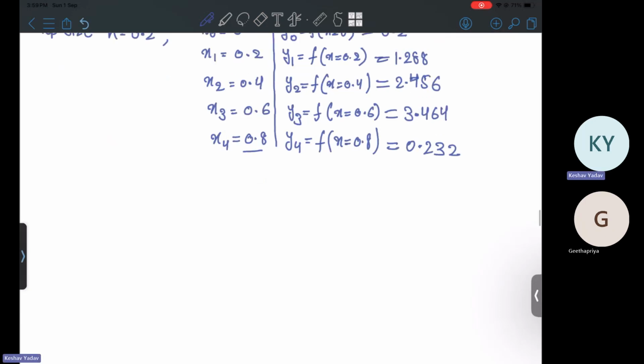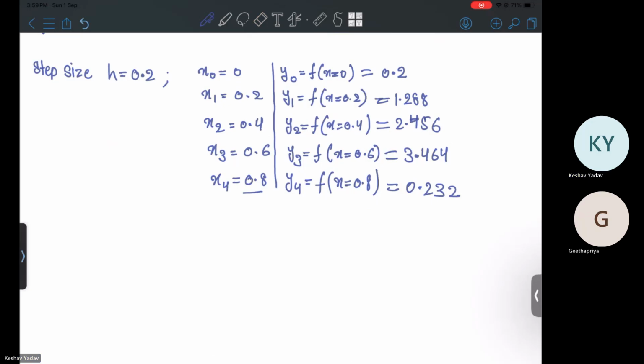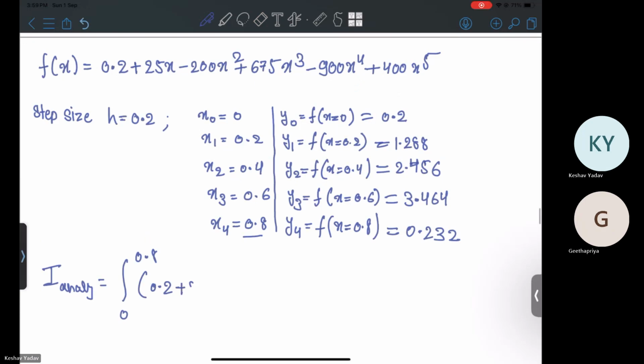Now I want to write down the formula for the trapezoidal method. First, let me find out the analytical solution. This will be the integration from 0 to 0.8 of 0.2 plus 25x minus 200x square plus 675x cube minus 900x to the power 4 plus 400x to the power 5 dx.